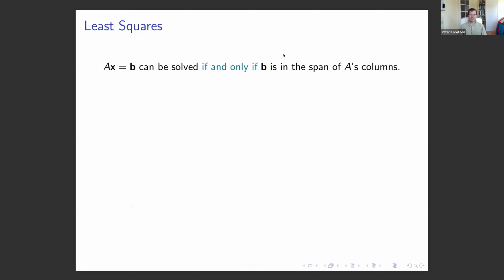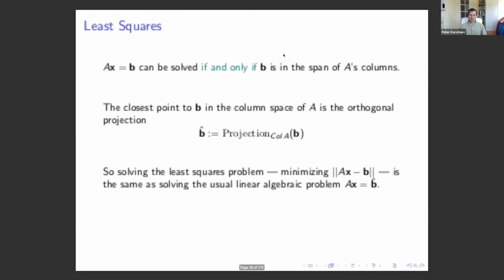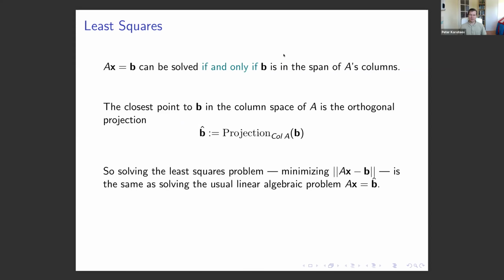So the equation Ax equals b can be solved if and only if b is in the span of A's columns, as we very well know. So the closest point to b in the column space of A is the orthogonal projection. It's the projection of b onto the columns of A. Let's call it b hat. So solving the least squares problem, or minimizing the norm of Ax minus b, is the same thing as solving the usual linear algebraic problem Ax equals b hat.